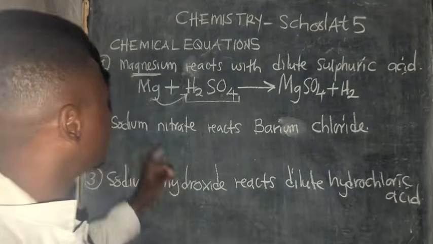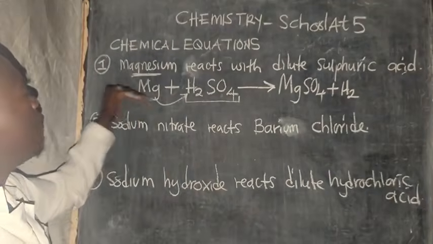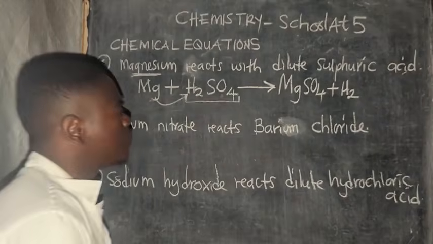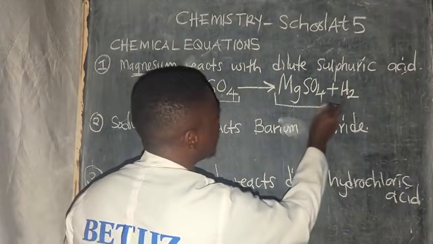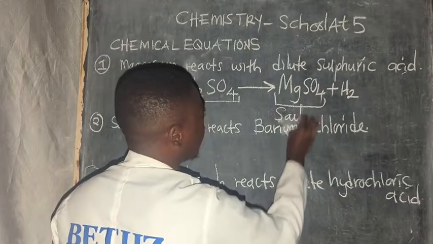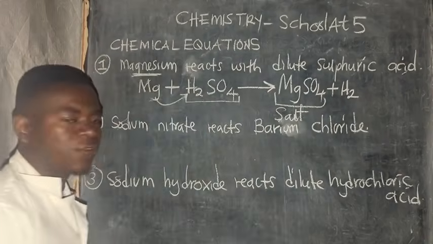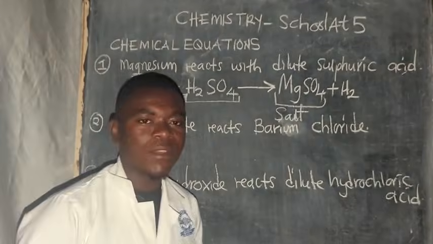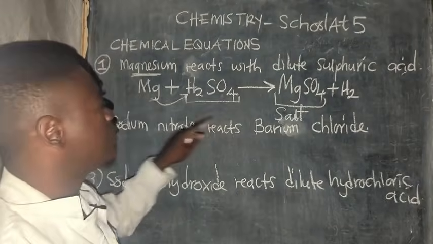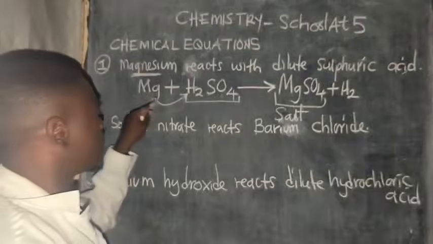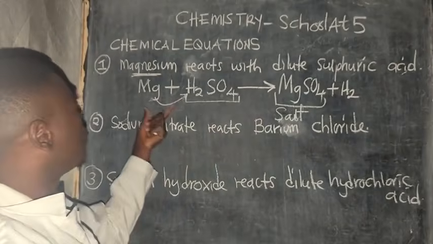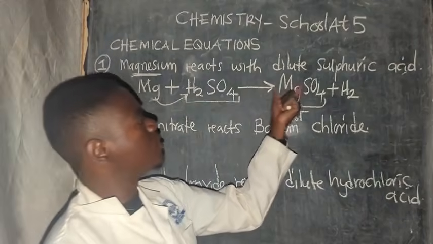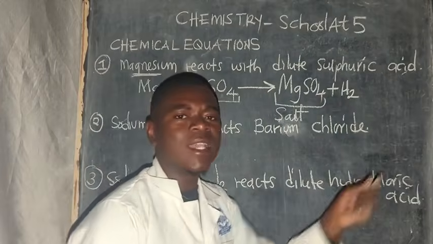I want you to understand this. When a metal reacts with an acid, what is produced? We call it a salt. Even as we advance in this good subject, when you start looking at salts, you are going to get this. So make sure that you understand this. You can have a question like metal plus acid produces a salt plus hydrogen gas.